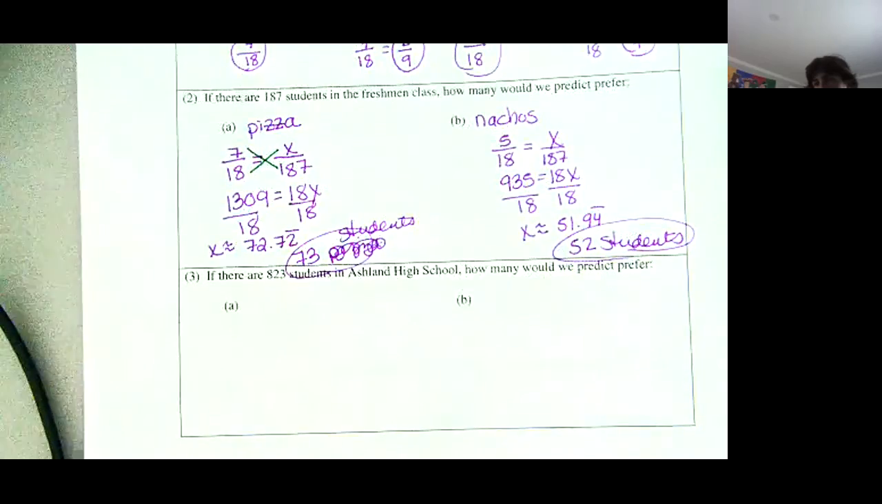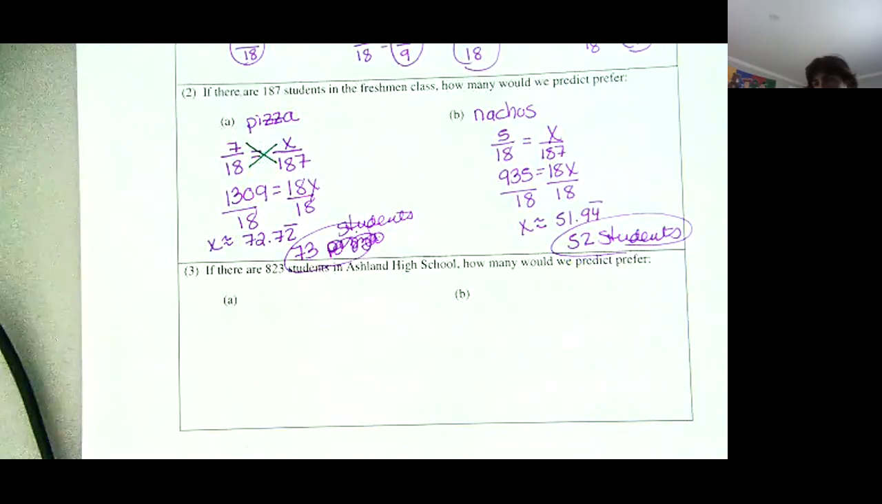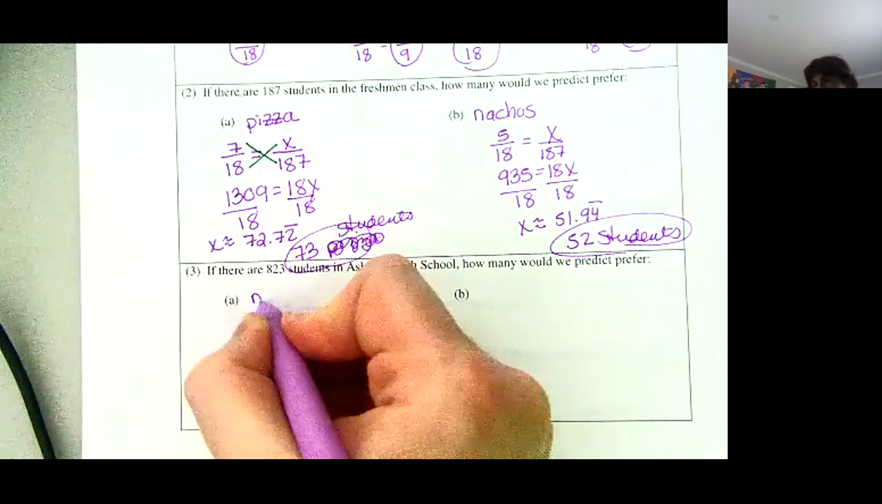What about if we don't care about just the freshman class, but everyone at Ashland High School? There are 823 students in Ashland High School. I think that is pretty close to the actual number last year. Might be a little off this year, but close enough. How many are going to prefer macaroni and cheese?